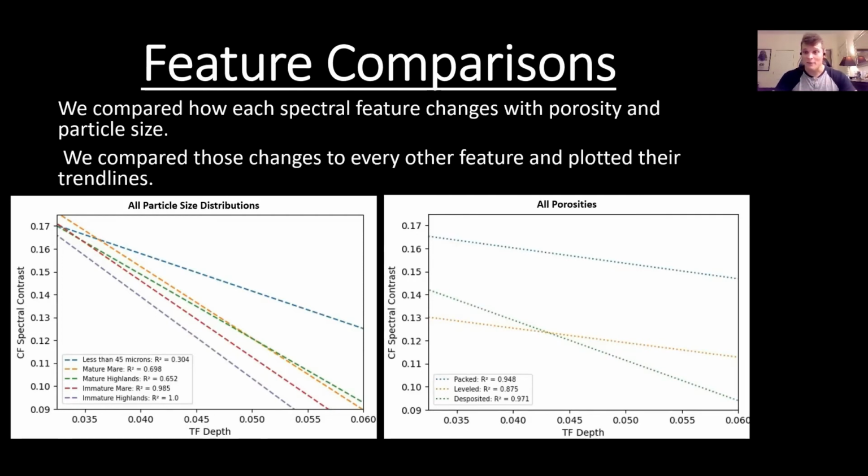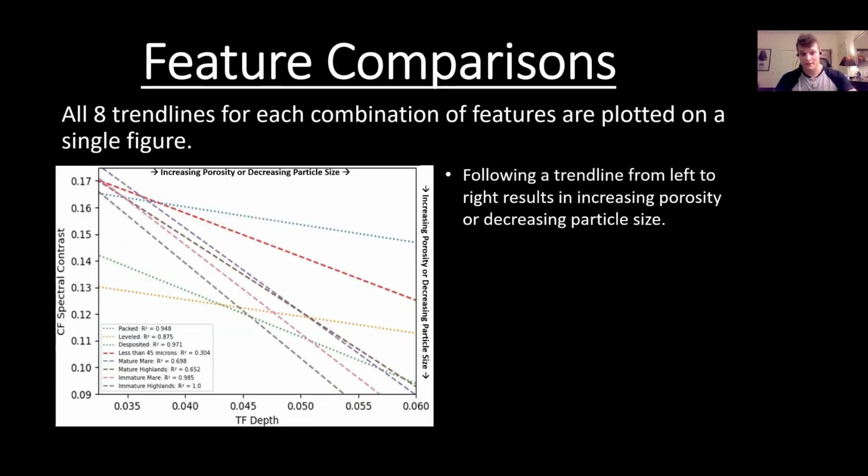You can kind of see maybe how trends are going, but to make it better, let's put them all in a single figure. All right, so now we have this. This is a very complicated figure, but going from left to right or from top to bottom, we have increasing porosity or decreasing particle size. For example, if you're following the blue dotted line, which is our packed samples, you have increasing porosity as you go from left to right. However, if you go decreasing particle size, you go from left to right. However, if you take one of the particle size distributions, you'll be varying porosity in that same direction.